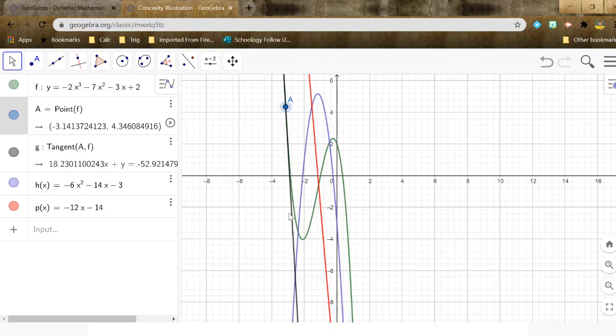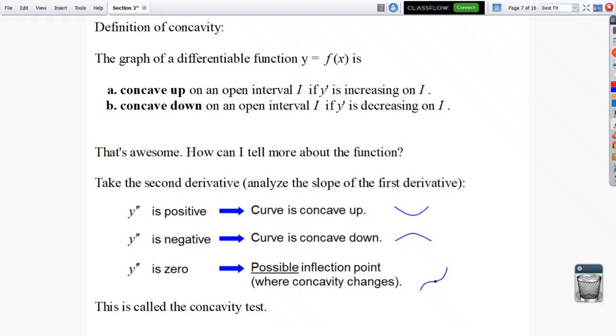Now you can see where the first derivative is increasing, the second derivative, the red one, is above the x-axis. That's where we have the concave up. Where the second derivative is below the x-axis, that's where we have that concave down. So this is what we're talking about when we talk about the relationship between f prime and f double prime. That leads us into the definition of concavity according to calculus.